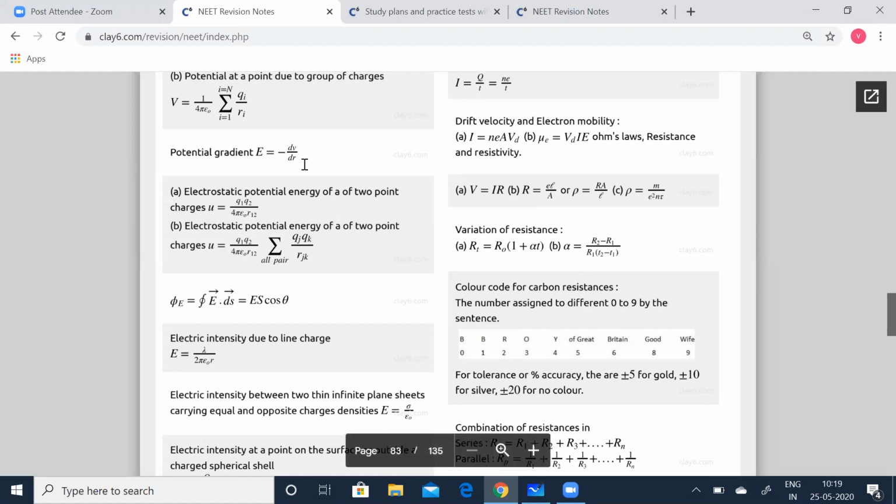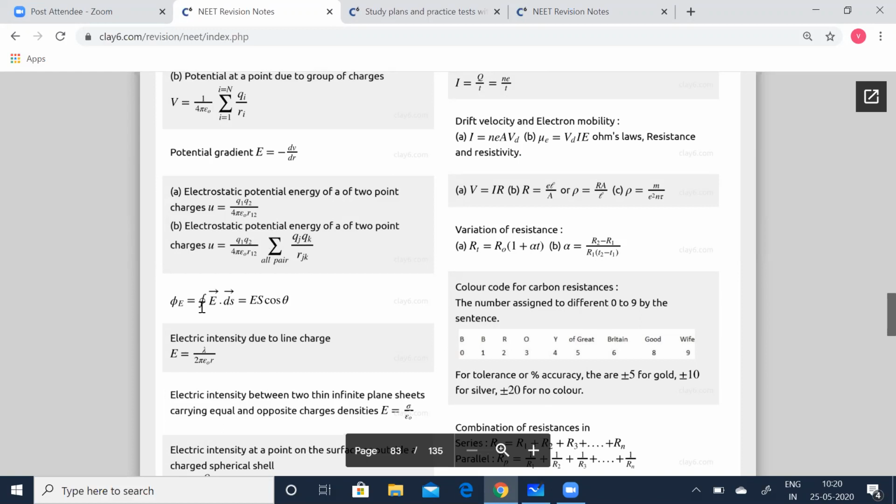Electrostatic potential energy of 2 point charges U is equal to Q1 Q2 by 4 pi epsilon 0 R12, where R12 is the distance between the first and the second charges. And summation of Qj Qk by Rjk, if you consider all the pairs. Like how we took 1 and 2 as a pair here, j and k stand for all the other pairs.